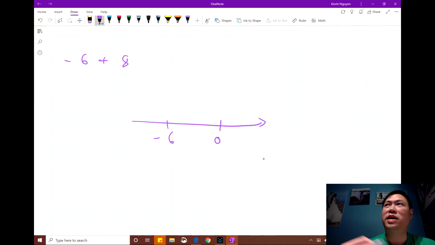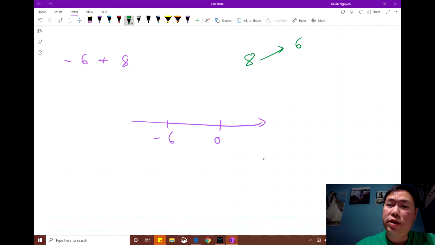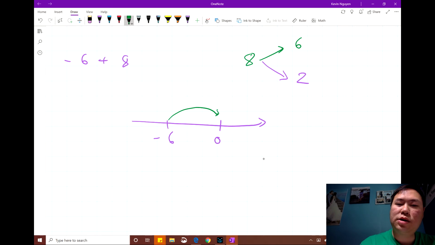So from -6 adding 8, you're going to be adding 6 more to get to 0. So having an 8 here, right? So we add 6 more to get to 0. How much more do you have left? You're going to have 2 left from 8, right? Because you have to add 6 from -6 to get 0. Well, now you have 2 left. So from 0 you add 2 more. So you're going to end up with 2.